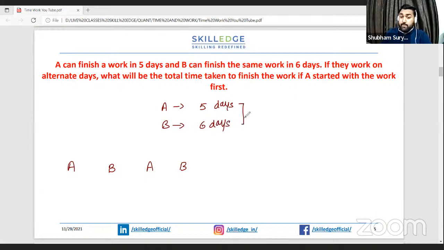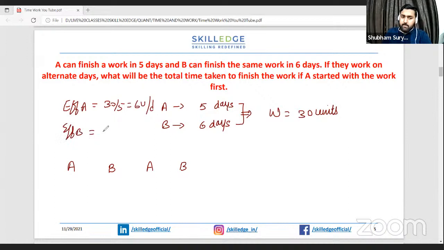Now, as the total work is not given, we need to assume it to be equal to something. So let's take a multiple of 5 and 6, which is 30. Let's say the work is equal to 30 units. This much amount of work needs to be done, guys. Now we'll move to the efficiency part. Efficiency of A is equal to 30 by 5, which is equal to 6 units of work per day. If I talk about the efficiency of B, this is 30 units of work in 6 days, which comes out to be equal to 5 units of work per day.